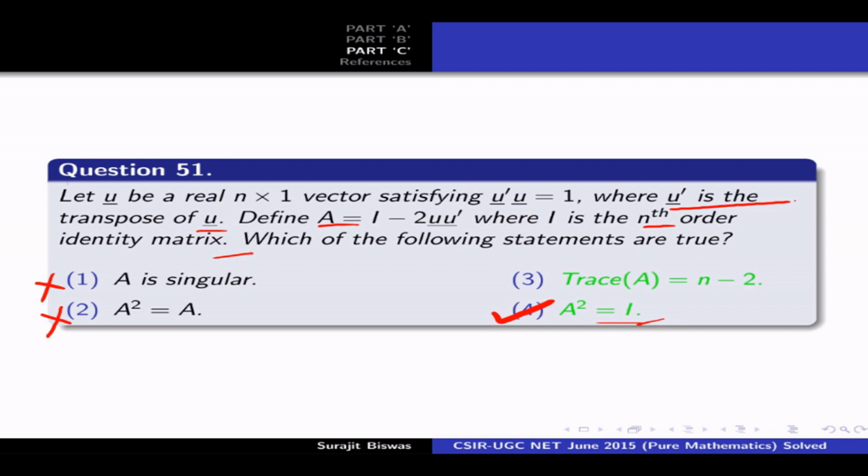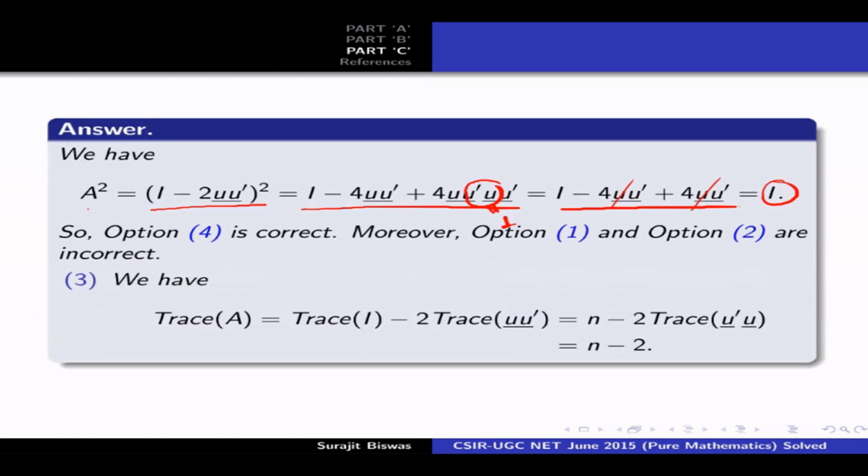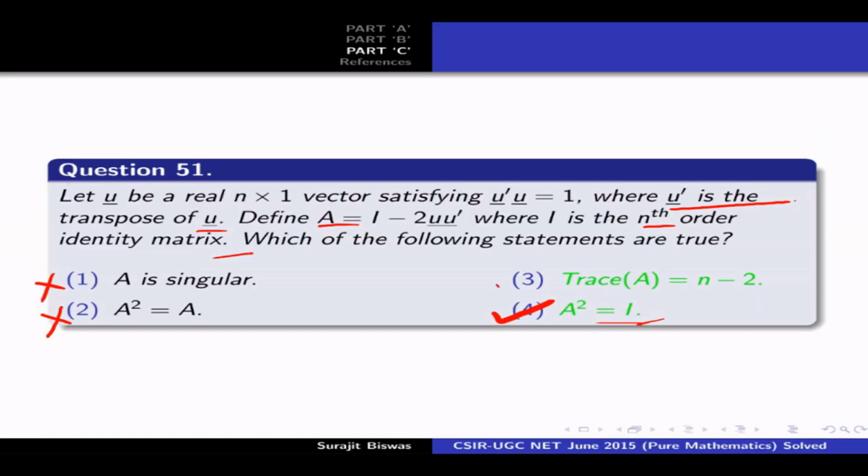And finally we have to compute the trace of A, and for that we can use the commutativity of trace. So for option 3 we have trace of A equal to trace of I minus 2 times trace of u u dashed, but we can flip u and u dashed under trace, and trace of I equals n, minus 2 times trace of u dashed u, and u dashed u is 1, so the trace of 1 is 1, therefore it is n minus 2. So this is also correct.